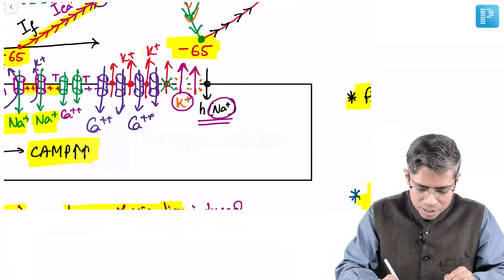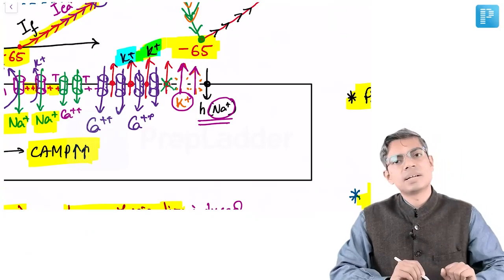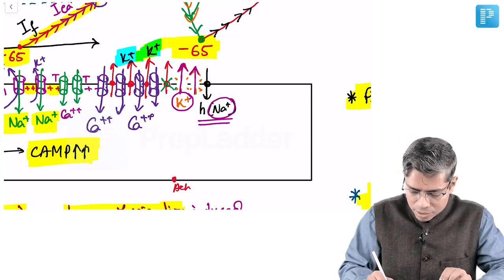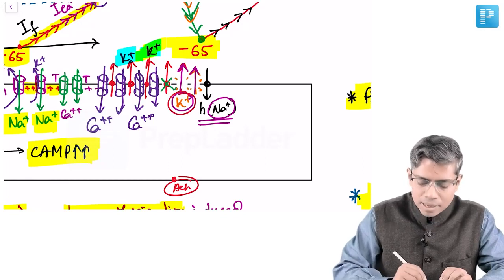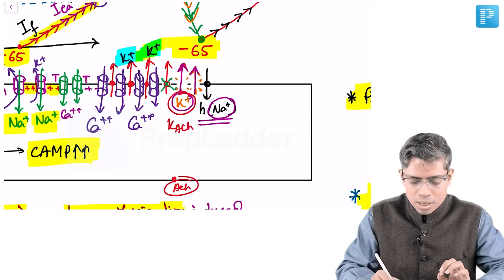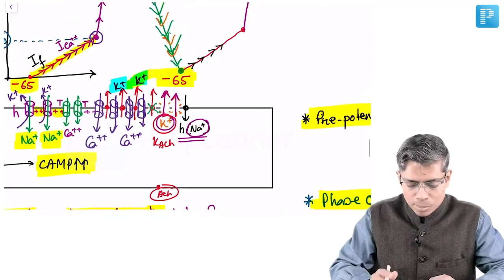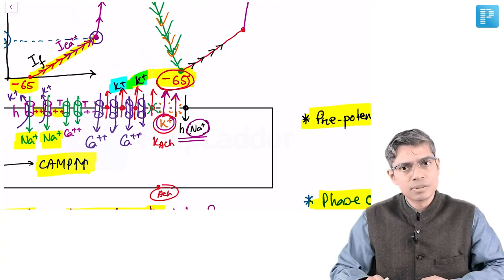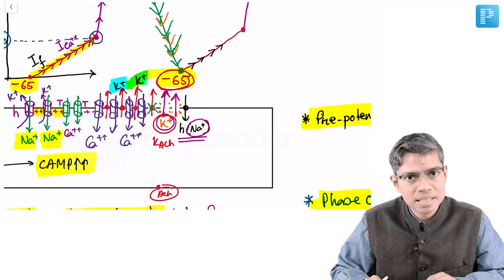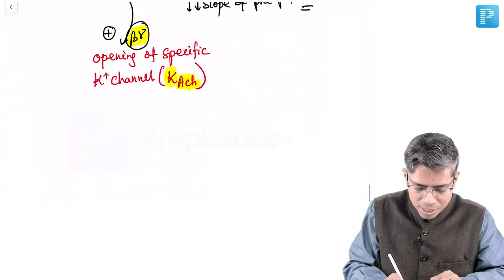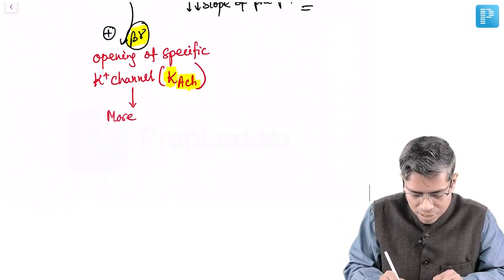So normally this potassium channel is opening up, and if I ask you what kind of potassium channel these are, I told you this is delayed rectifier potassium channel. Whenever your acetylcholine is stimulating this nodal tissue, you are opening up another potassium channel which is known as KACH type of potassium channel. So more potassium will go out of the cell. More potassium means the membrane voltage will not stop at minus 65 millivolt. It will go in a more negative direction. That means there will be more hyperpolarization of the nodal tissue cell membrane.